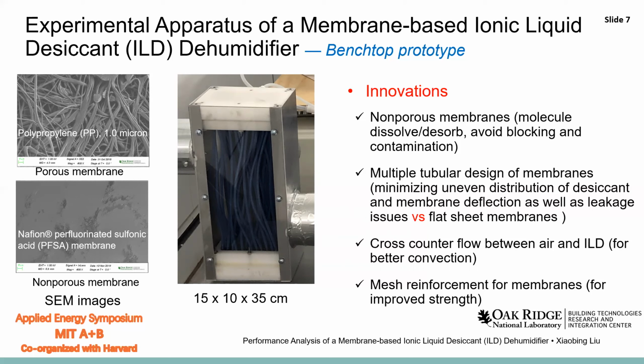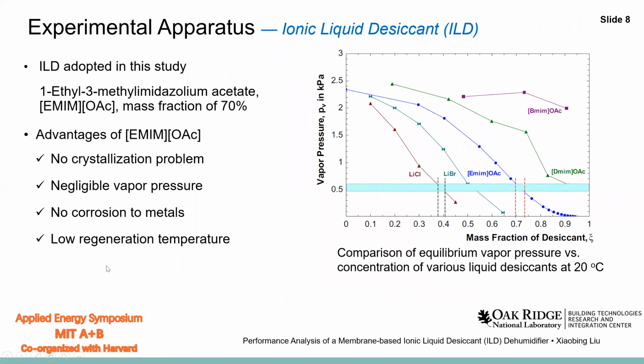We also adopt the cross-counter flow to enhance the convection and use mesh reinforcement for the membranes to improve the strength of the membrane. In this study, we used the ionic liquid desiccant. This ionic liquid desiccant is a novel type of acetate with a mass fraction of 70%.